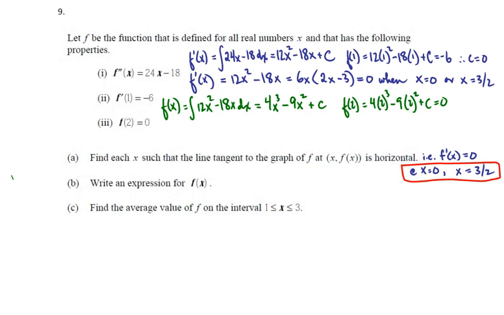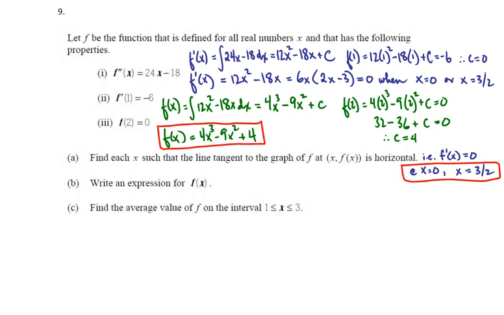2 cubed is 8. 4 times 8 is 32. 2 squared is 4. 9 times 4 is 36. So 32 minus 36 plus c is equal to 0. So negative 4 plus c equals 0. c is equal to 4. And so we can then state that f of x is 4x cubed minus 9x squared plus 4. And so that should be our answer for part B, 4x cubed minus 9x squared plus 4.